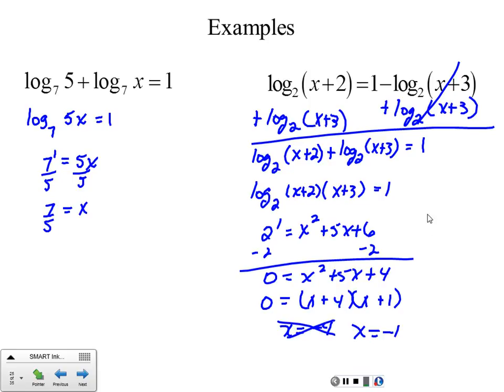But don't mark off -1 just yet. Remember the word of caution that I told you. Just because you come up with a negative number doesn't mean that it's not a solution. You got to plug it back in here because that's what matters. -1 plus 2 is +1. That's good. And -1 plus 3 is +2. That's good. So this is a solution. So just be careful with that.